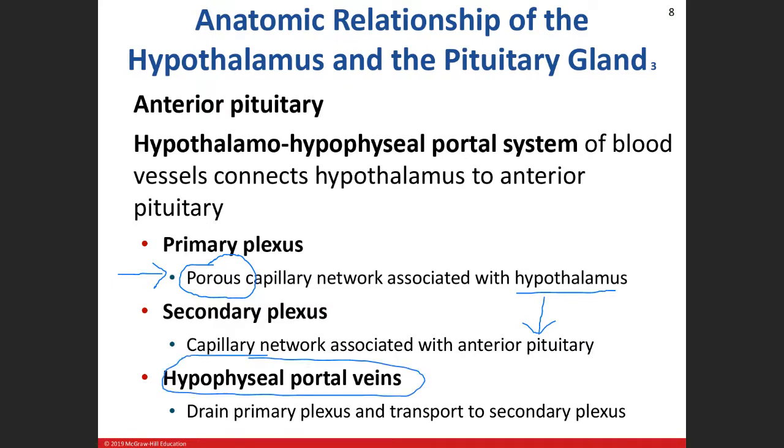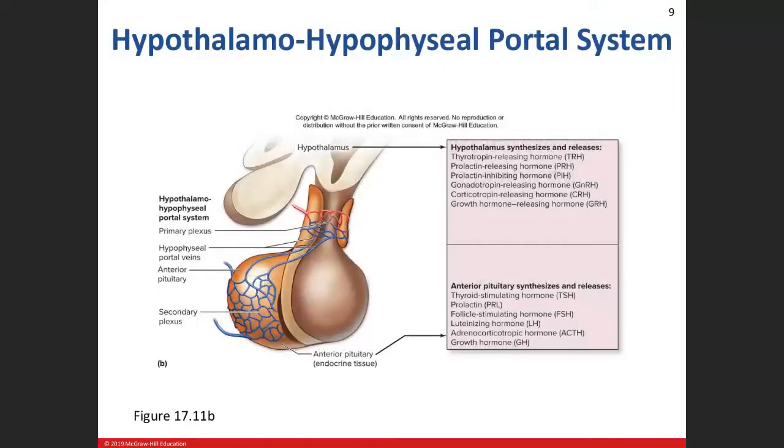It's just this plexus, a grouping of blood vessels, that transports the hormones made in the hypothalamus that get pumped into the primary plexus, and it transports those hormones to the secondary plexus, located in the anterior pituitary. Okay, so let's take a look at this picture.